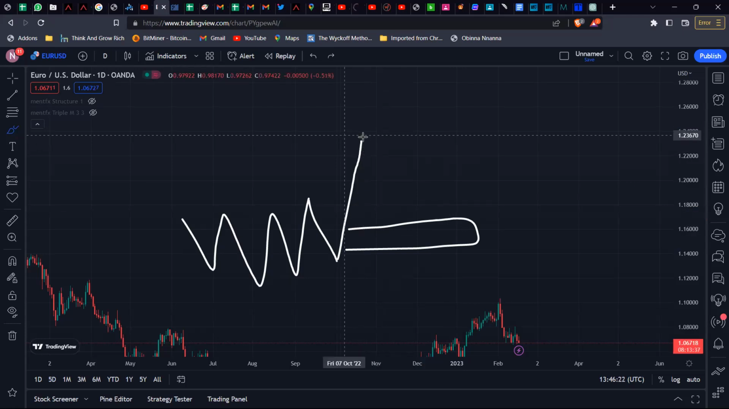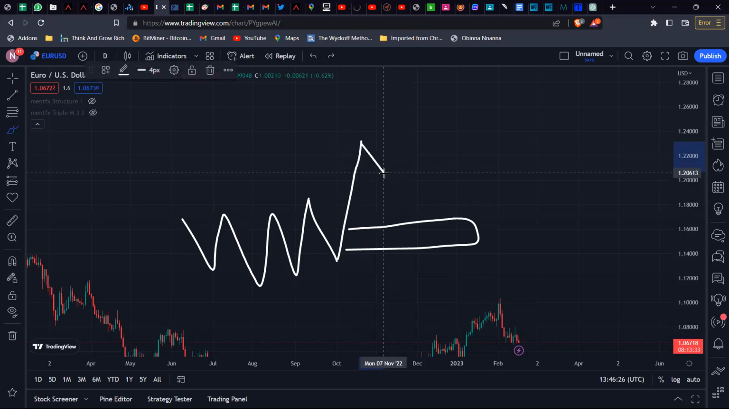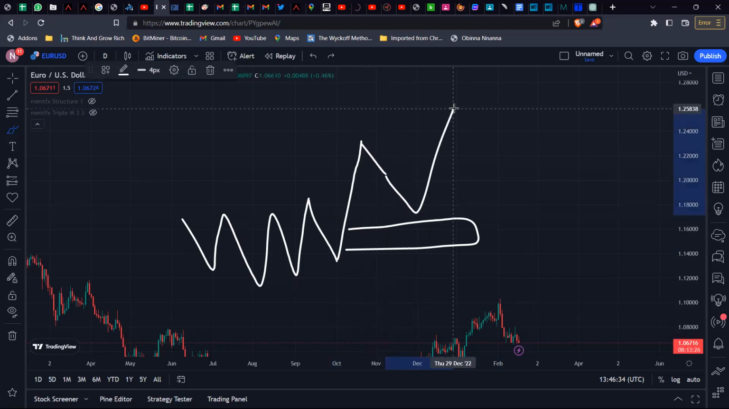What you want to understand is the path of least resistance, the path of high probability, is that price is most likely going to come back up here. This is where our target should be. Sometimes it might come back down here before going up.